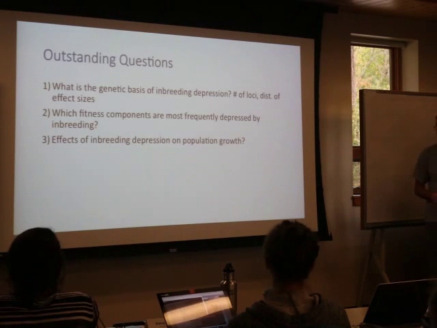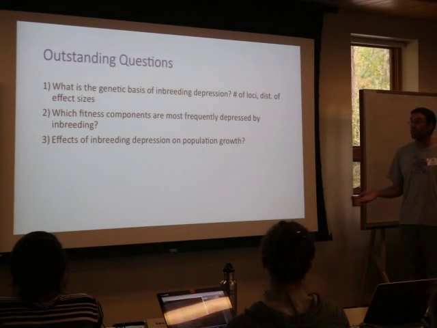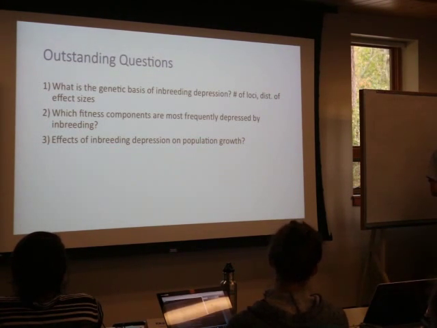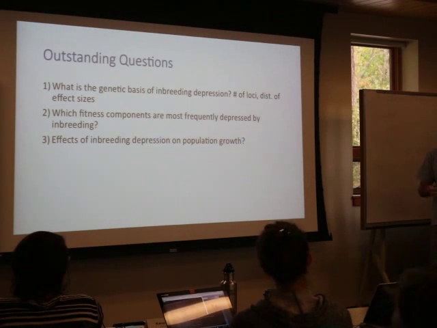So what are some of the important outstanding questions in the field right now? One is, what is the genetic basis of inbreeding depression? How many loci are involved? What's the distribution of effect sizes? This is really important for understanding purging and how likely deleterious recessive alleles are to be purged from populations.